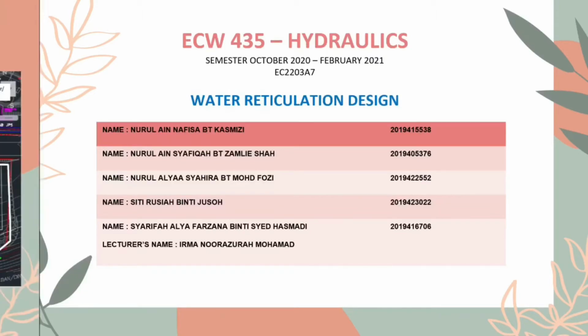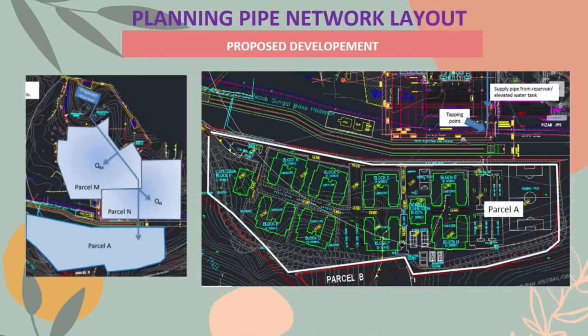We are from 3A7 and this video will be sharing on a water reticulation design for the subject hydraulics. This is our proposed development layout covering parcel A and the location of parcel M and parcel N, to be developed in a later stage. The supply line from the reservoir is separated from parcel M and parcel N.